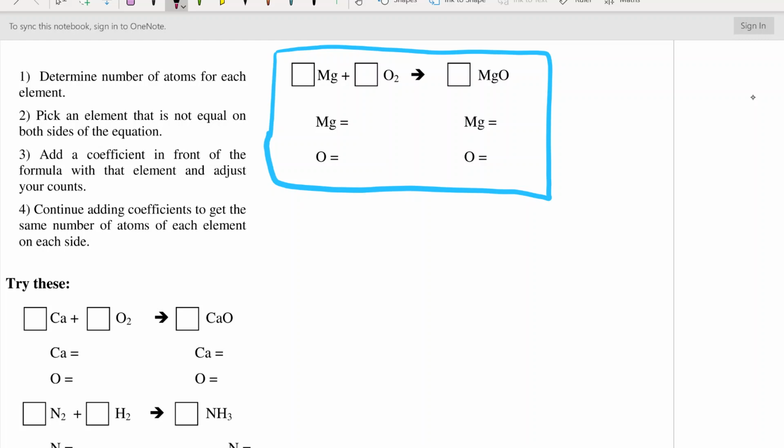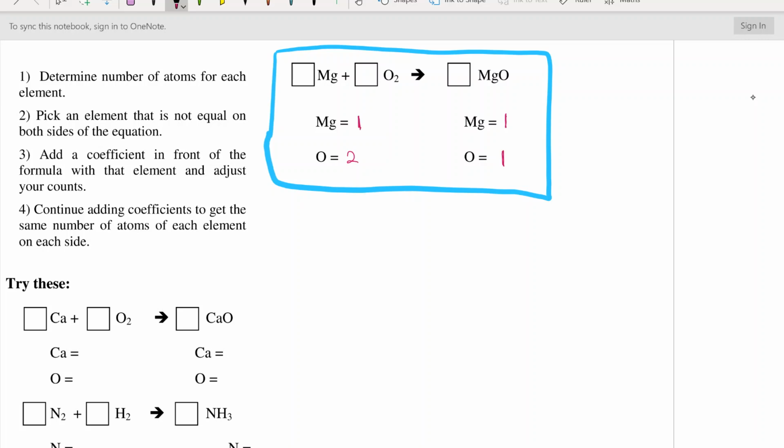First rule is we determine the number of atoms for each element. So on this left side, we can have one magnesium and we have O2, which is saying that there are two oxygens. And then on the right side, we have magnesium oxide, which is just one magnesium and one oxygen.